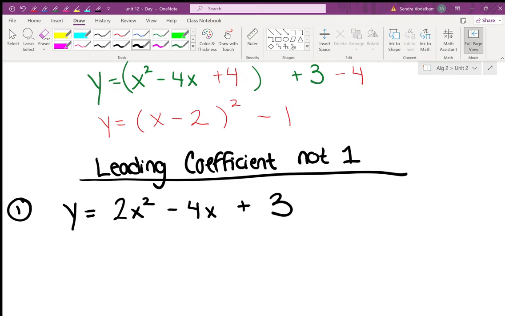So what I'm going to do to make this a little bit simpler, I'm going to do what I did before. I'm going to group together my x terms, and then I'm going to pull out a leading coefficient. Just stay with me. So when I pull out the leading coefficient, which is 2, I end up with x squared minus 2x. I'm going to leave some space and then still plus 3 on the outside.